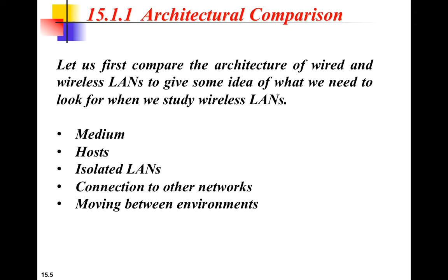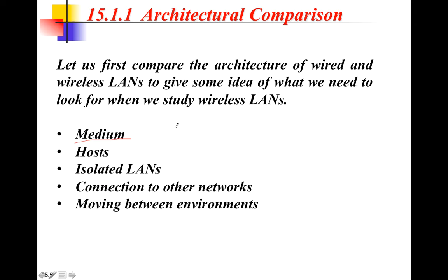Now let us compare wired LANs and wireless LANs. They have some key differences. In terms of medium, wired LANs need wires to communicate, and they can use different technologies. You have Ethernet, and even within Ethernet you have 10 megabit per second, 100 megabit per second, 1 gigabit per second, different speeds. Then you have other technologies: fiber optic, FDDI, token ring. You have so many different types of wired communications.